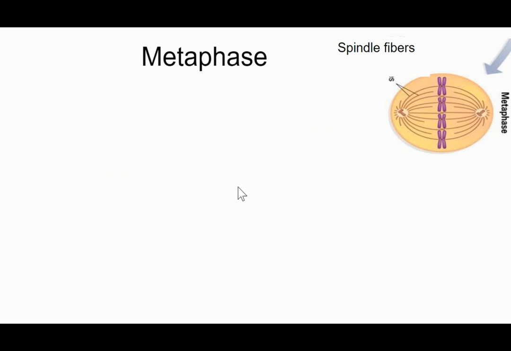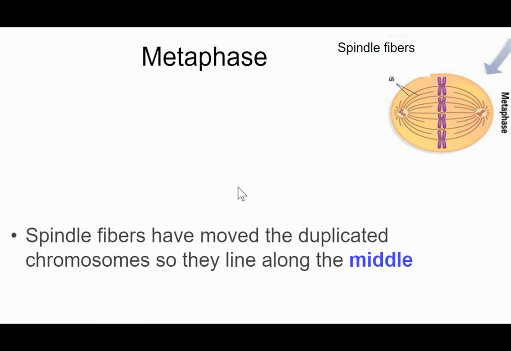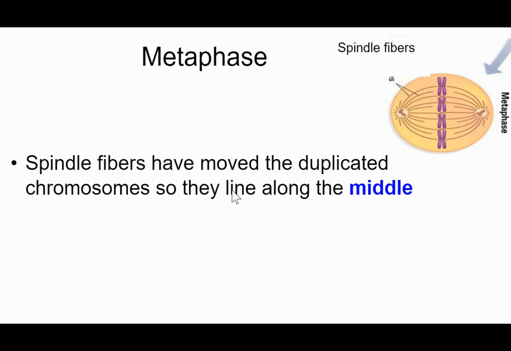From prophase, we move into something called metaphase. In metaphase, the spindle fibers have moved the duplicated chromosomes right along the middle of the cell. So it's going to line them up right across the middle of the cell. This is important because we want to be able to separate those sister chromatids that make up the duplicated chromosomes. We want to be able to separate them evenly. And so by lining them up, that makes it a lot easier to do that. I always remember that metaphase is middle because they both start with M.